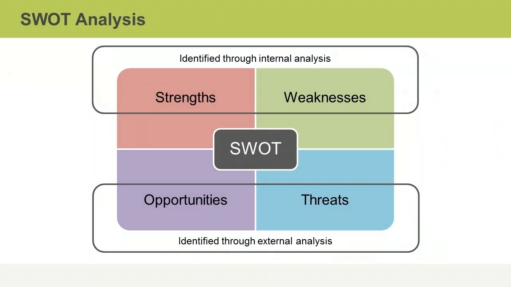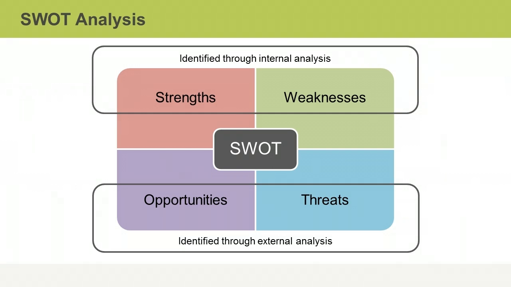Let's talk for a moment about a technique called SWOT analysis and how it's used to assess the business environment. SWOT is an acronym for strength, weakness, opportunity, and threats. SWOT analysis is a very useful technique for understanding internal strengths and weaknesses, as well as external factors that identify opportunities to exploit and possible threats the organization faces.